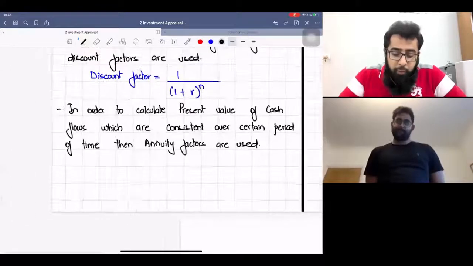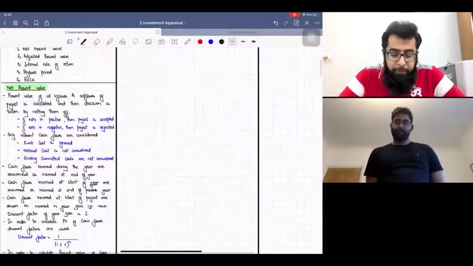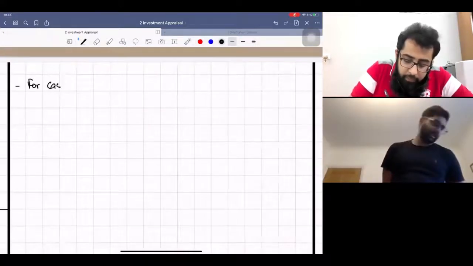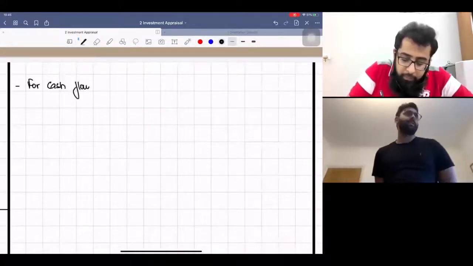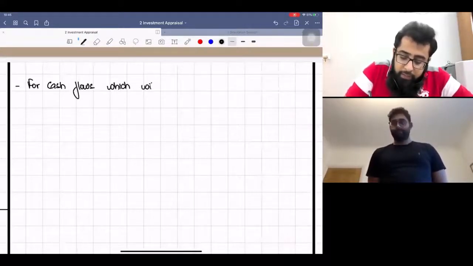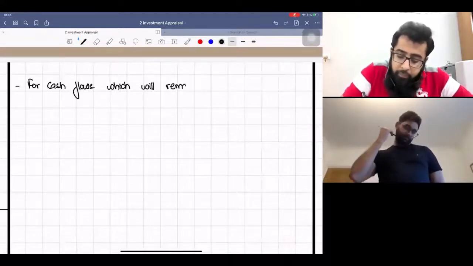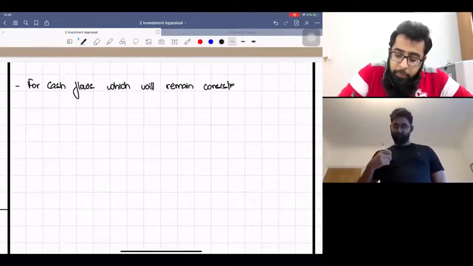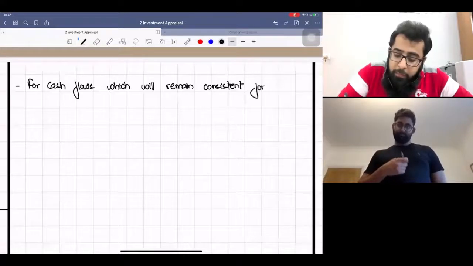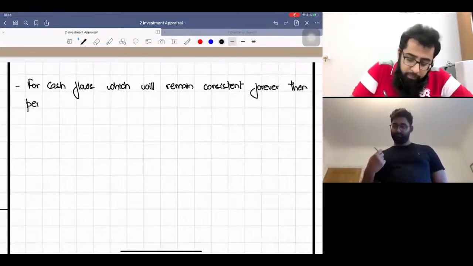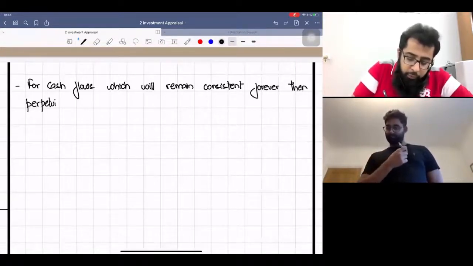For cash flows which will remain consistent forever, perpetuity factors are used. So basically meaning, yeah, it's the infinity number of years. Yeah, infinity number of years, which will remain consistent forever. Then perpetuity factors are used.